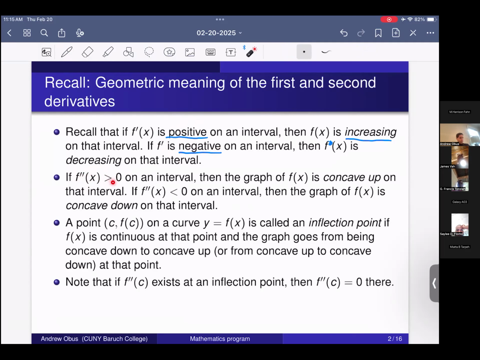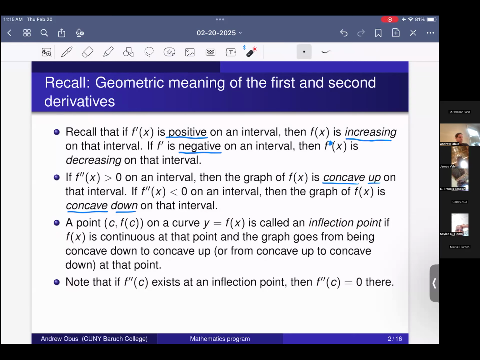If the second derivative is positive on an interval, then the graph of the function is concave up on that interval. And if it's negative on an interval, then the graph of the function is concave down on that interval. Lastly, we had a definition: a point c, f of c on the graph of y equals f of x is called an inflection point if, well, the function has to be continuous there, and the key thing is that the graph goes from concave down to concave up, or from concave up to concave down at that point.